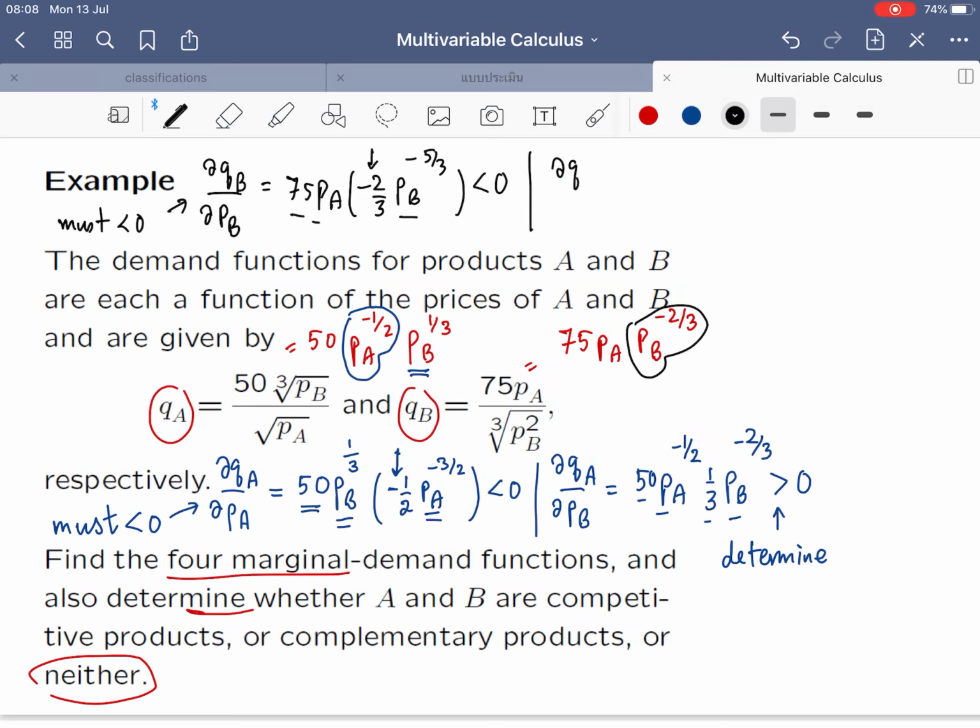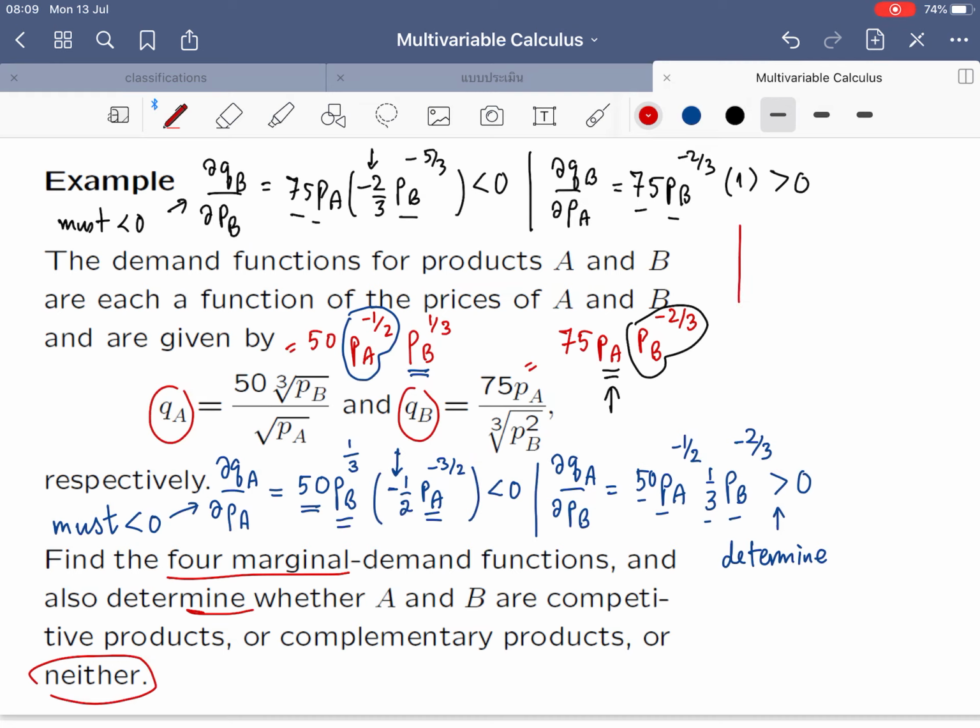What else can we find? We can find the partial derivative of the demand of the second product with respect to the first price. Now the variable is PA itself. So they are all constant, and the derivative goes directly to PA raised to the power 1, which is just 1. So they are all positive, so it is positive as well.